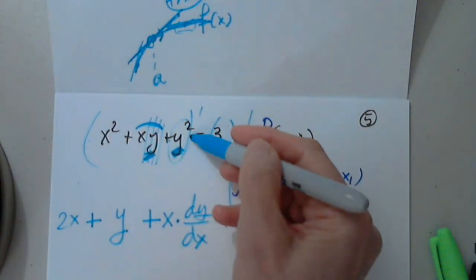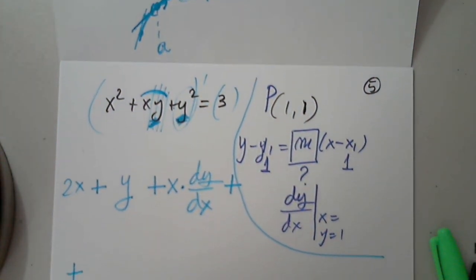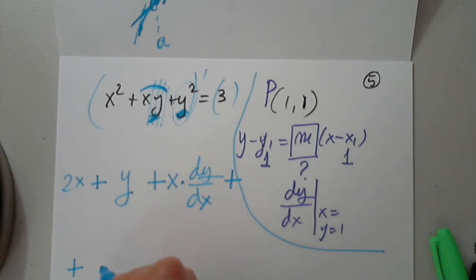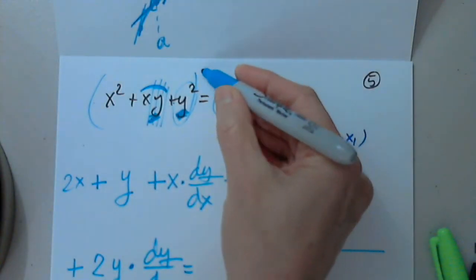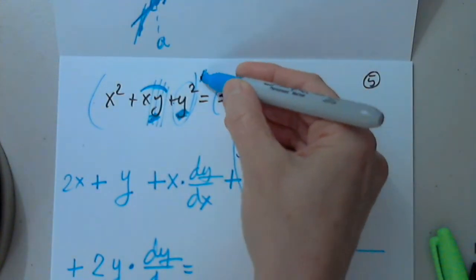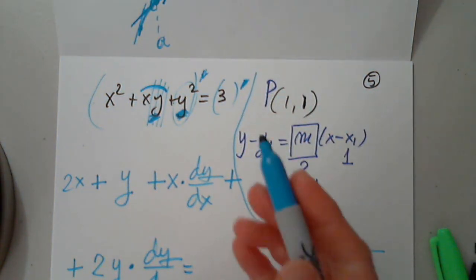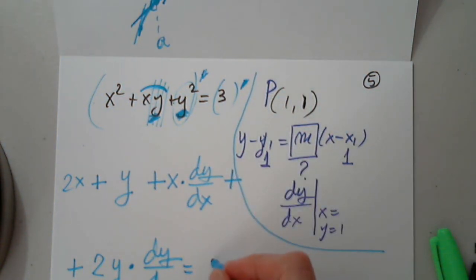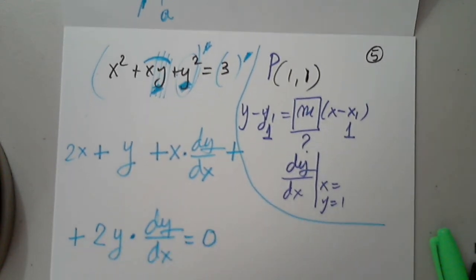How do I differentiate a function to the second power? Would it be 2y times dy over dx? Excellent, perfect, thank you very much. And make sure we put the derivative on both sides. The derivative of 3 is 0. Absolutely, thank you very much.